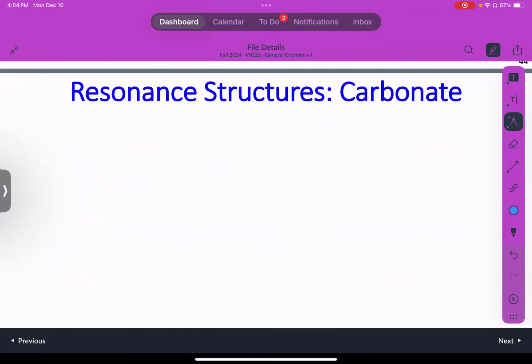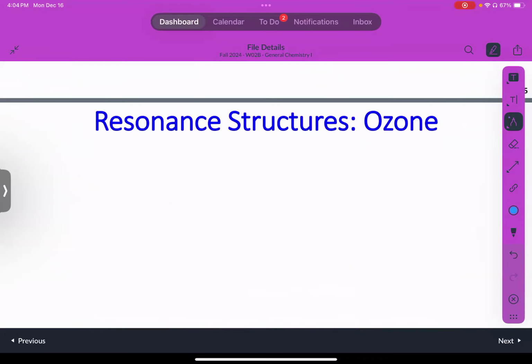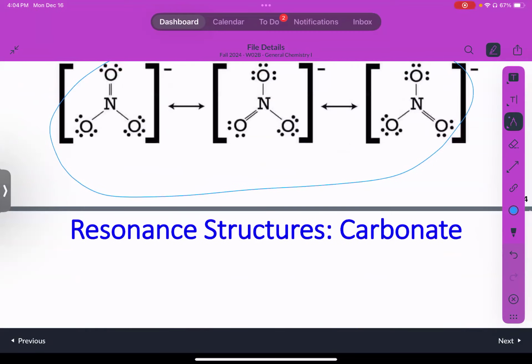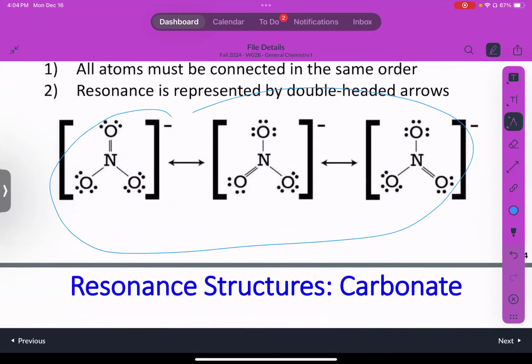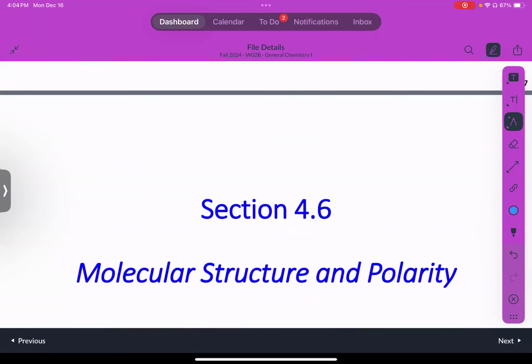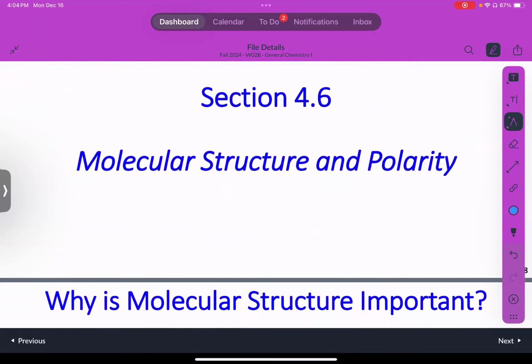There's definitely going to be a question or two on resonance on your test, because it's a pretty good topic to test. It's a little confusing, and it tests your ability to write Lewis dot diagrams and to figure out formal charges. It tests a lot of the stuff we already went over.